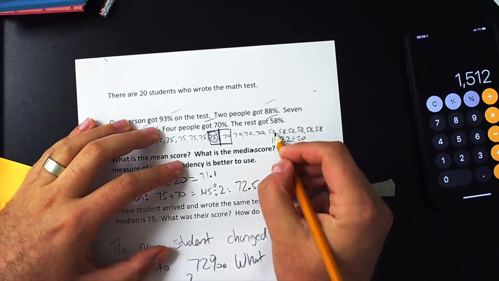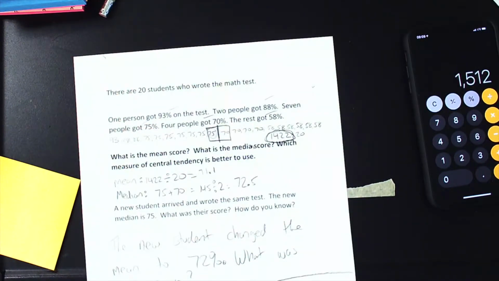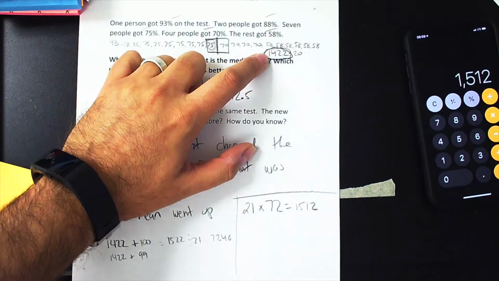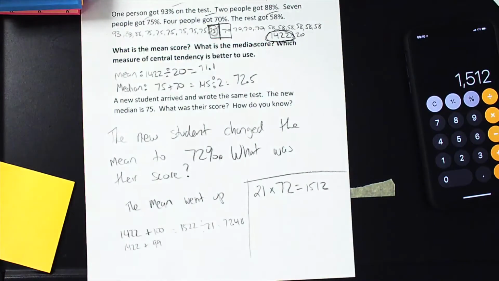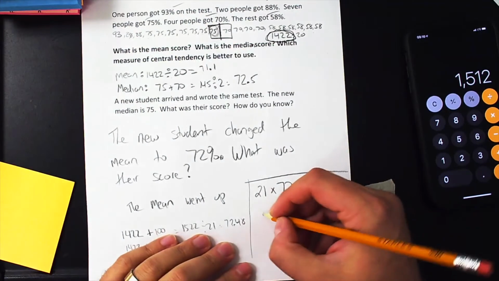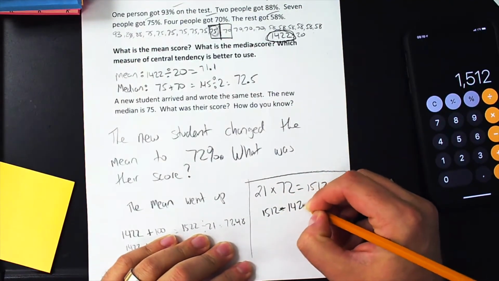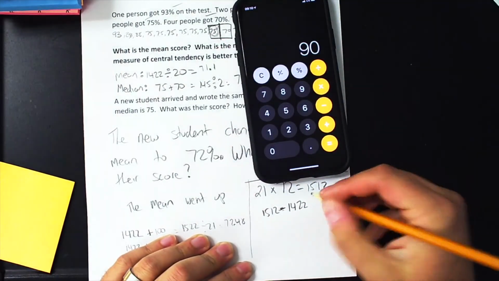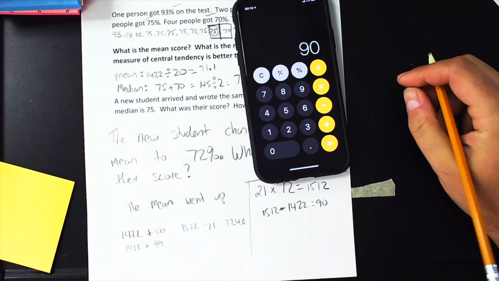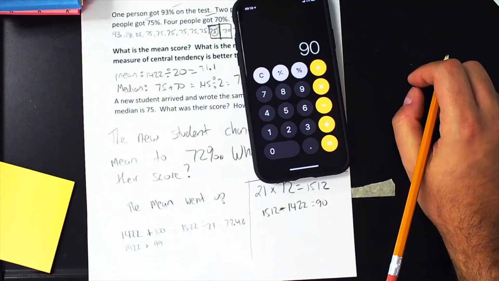Remember when I wrote this down? I wrote this down for a reason. Now that I have my old sum and my new sum, what can I do with those two sums? Find the difference. Subtract them. 1,512 subtract 1,422. Get the calculator out if you want. And you have 90. And there's your answer. That's how you would find the new score of the child. Okay?